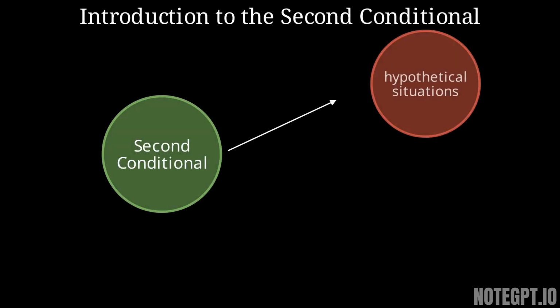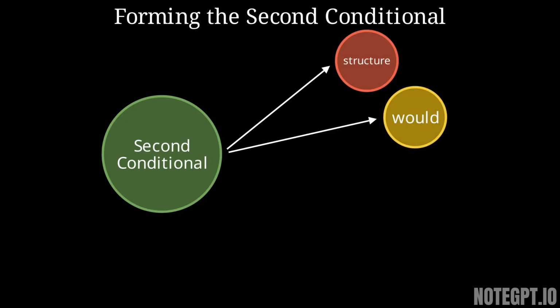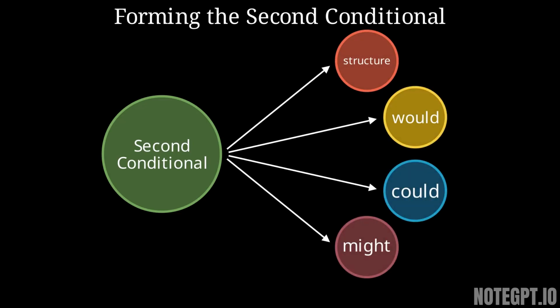The second conditional is used to talk about hypothetical situations or outcomes that are unlikely or impossible to happen. It differs from the first conditional, which is used for real and possible situations. To form the second conditional, use the past simple tense after if, followed by would, could, or might, plus the base form of the verb. Would expresses definite actions, could shows ability, and might indicates possibility.